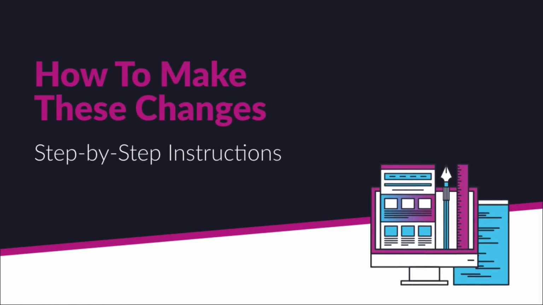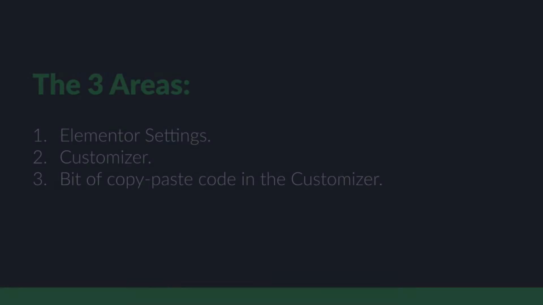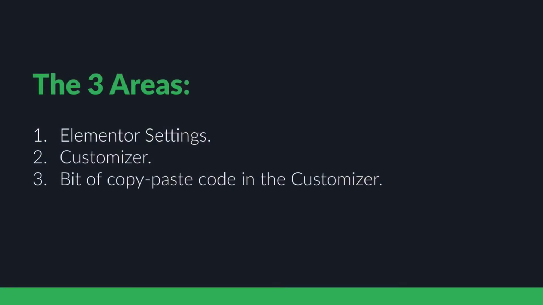Okay, let's get going. So the changes you'll make are in 3 different areas. The first is in Elementor's settings panel. The second is in the WordPress customizer. And the final tweak just involves a tiny bit of code that we also put in the customizer. And don't worry, codophobes, it's really easy. Copy and paste.